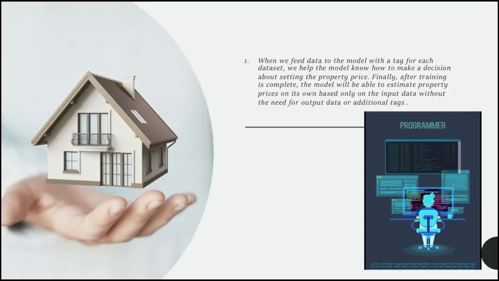When we enter data into the model by adding a tag to each data set, we help the model know how to make a decision to determine the price of the property. Finally, after completing the training, the model will be able to estimate real estate price on its own, but only on input data without the need for additional output data or tags.